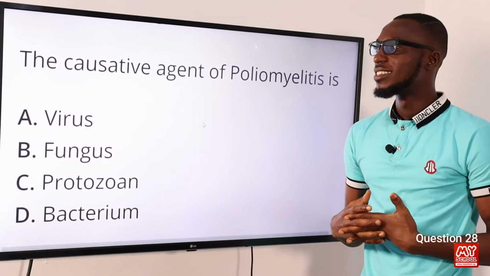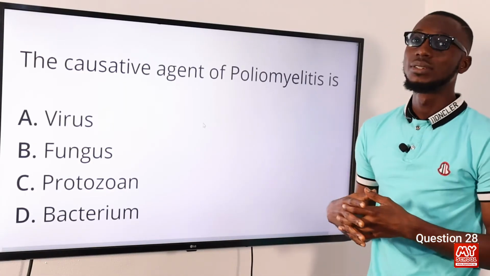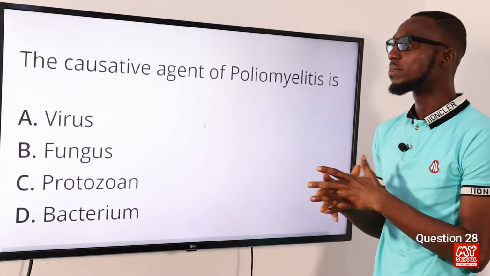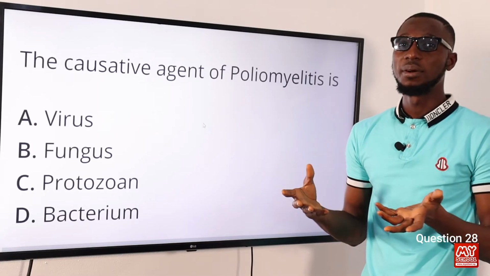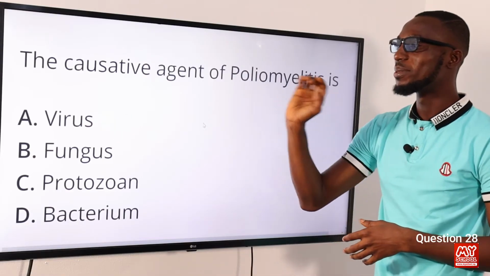Question 28. The causative agent of poliomyelitis is what? When you talk about this, we're talking about infantile paralysis, and it is caused by the picornavirus. I just mentioned virus, so the option you're looking for is option A, virus.